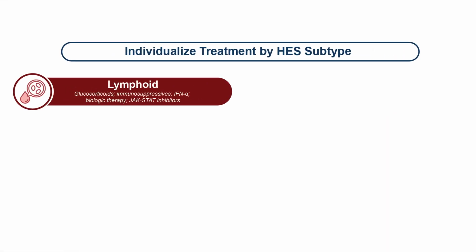In summary, the treatment of HES has evolved over time. Historically, glucocorticoids have been used, and this is still recommended for those patients who have life-threatening symptoms at presentation. The treatments can be individualized by HES subtype, and one might consider biologic or other therapies for patients to reduce the flares if they're intolerant of standard therapies. So to summarize, those patients with lymphoid HES often are treated with glucocorticoids, immune suppression, interferon alpha, and more commonly now in the context of clinical trials, some biologic therapies.